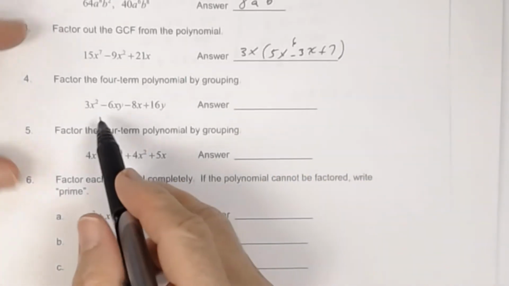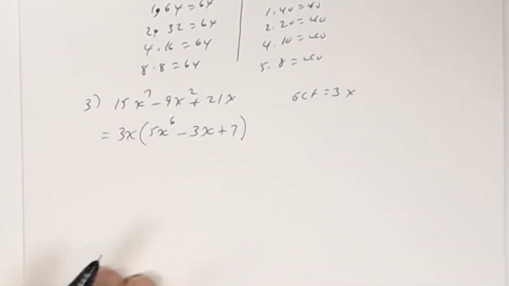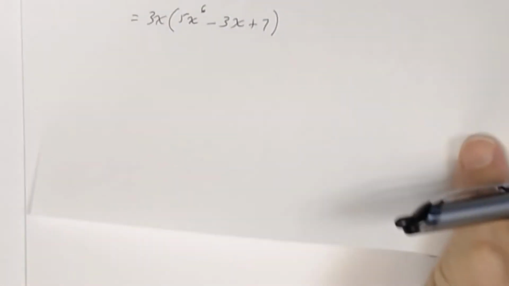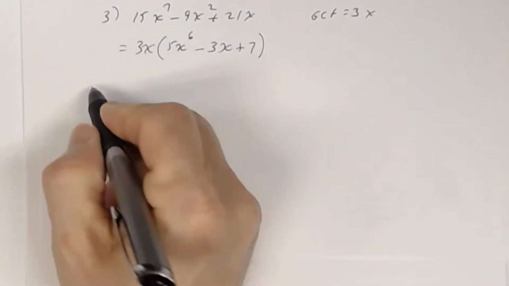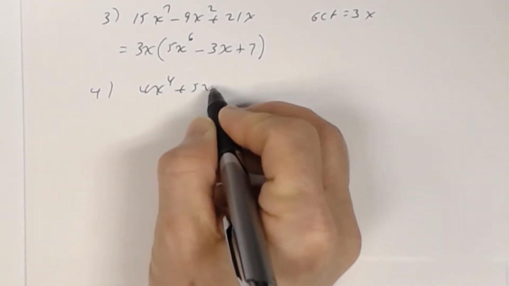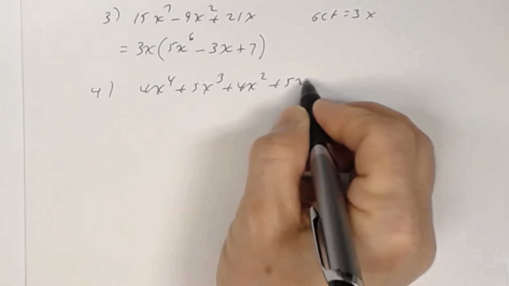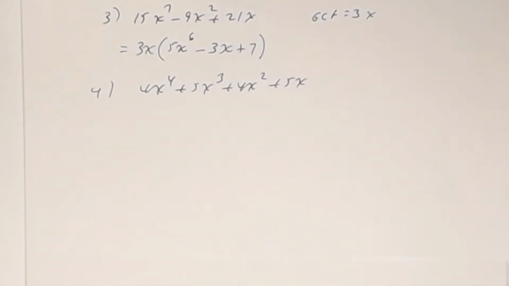All right. And then number 4, you want to factor by grouping. So let's look at that one. So we have 4x to the 4th plus 5x cubed plus 4x squared plus 5x. And usually, it's not always true though, but usually you're going to try grouping the first 2 and then group the second 2.